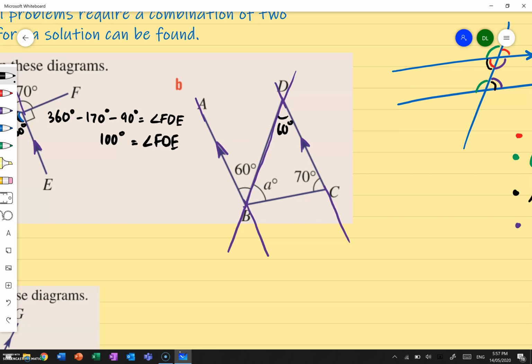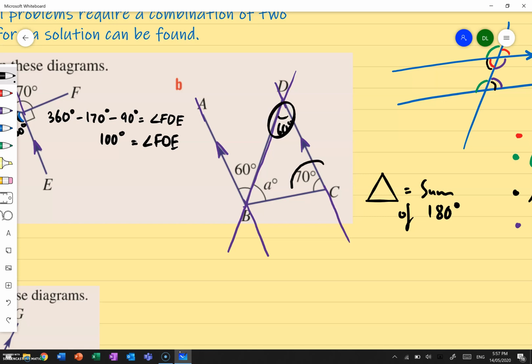Now, I know that a triangle, and I think you guys might know this, the inside adds up to a sum of 180 degrees. So a triangle has a sum of 180 degrees on the inside.